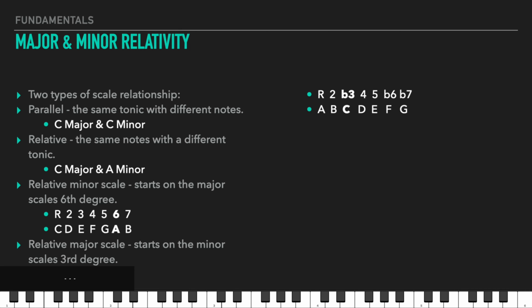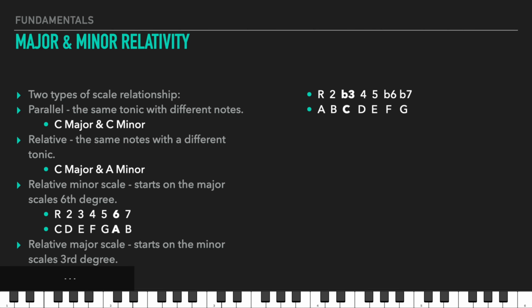For example, let's use A minor. A, B, C, D, E, F, G, A. Let's go to its 3rd. 1, 2, 3. It is the note C, and now I just play the notes again. So C, D, E, F, G, A, B, C. Look, there it is, the C major scale.